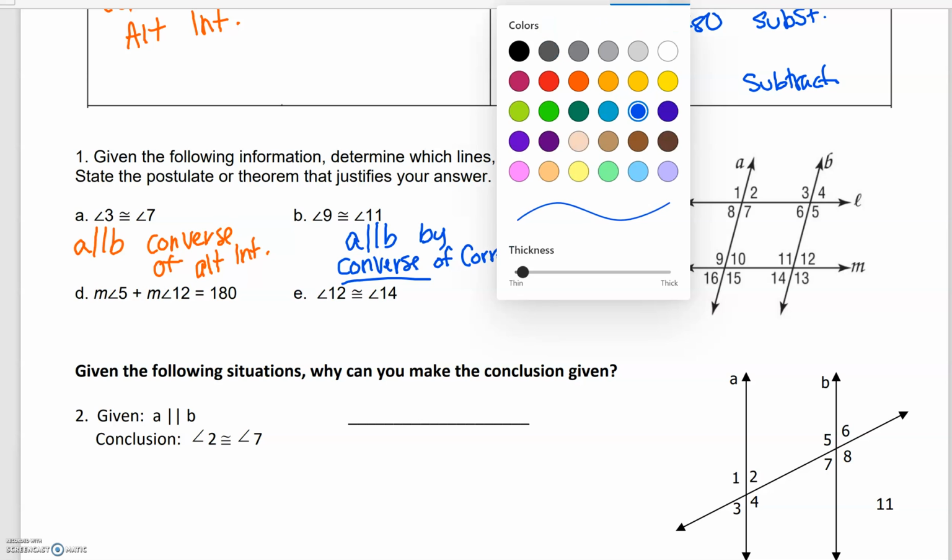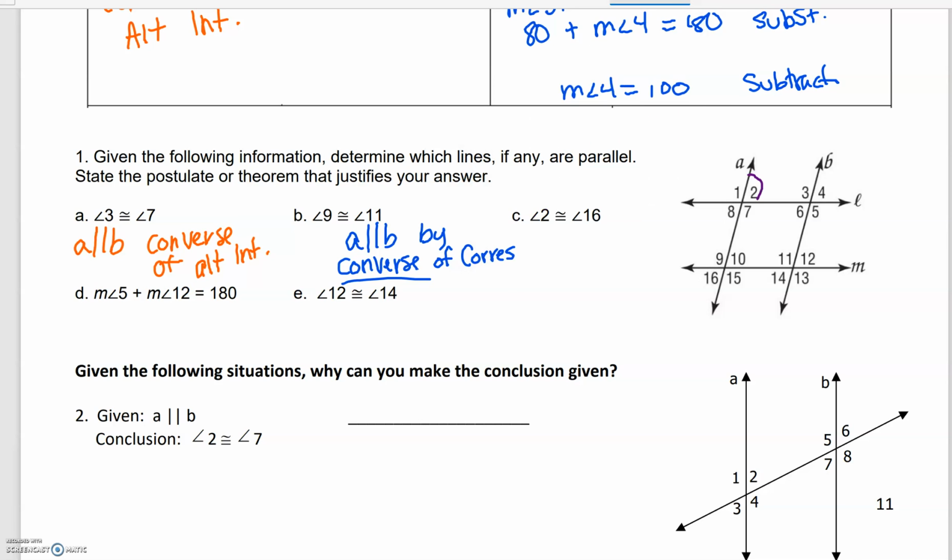2 and 16. So these go alongside L and M this time. And they are alternate exterior. And if alternate exterior are congruent, by the converse, we can prove those lines L and M parallel by the converse of alternate exterior.